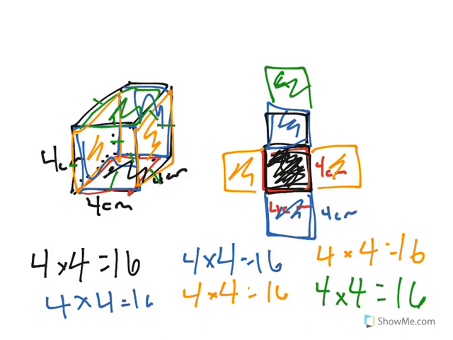And so what I need to do at the end is then add them all together. So I do 16 plus 16 plus 16 plus 16, I do it 6 times, which, repeated addition is just multiplication. And I would get 96 centimeters squared.